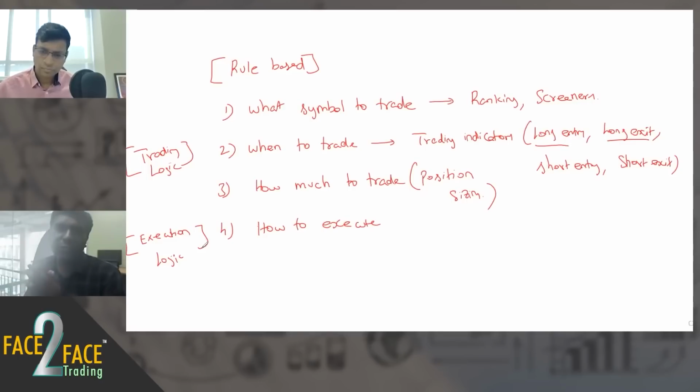Irrespective of which tool you use tomorrow, let it be TradingView, AmiBroker, NinjaTrader, MetaTrader, or MetaStock, the operations are going to be the same. Repeatedly, it's going to be the same thing. So the core part lies with the trading logic, position sizing, and the execution logic.